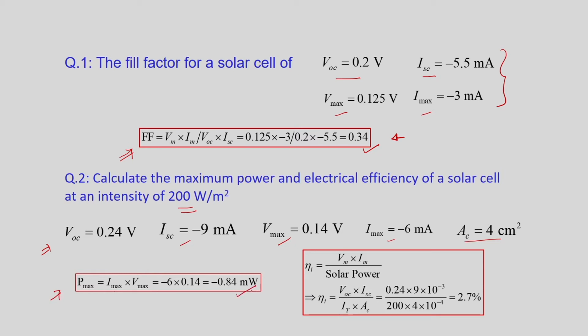So, this will be 0.84 milliwatt, and for instantaneous efficiency, by using the expression discussed in the last slides, we can get an efficiency of 2.7%, which is very, very less. Here, of course, we have used a positive sign, because conceptually we need to use a positive sign. So, this is a demonstration of how this can be calculated.